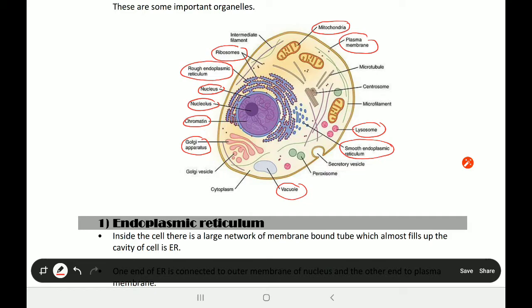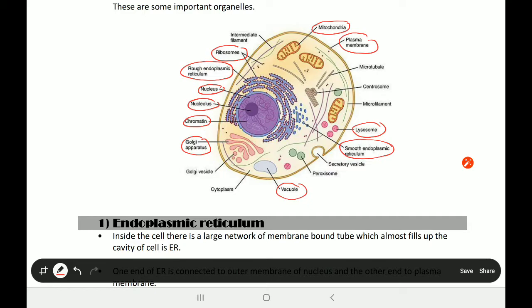These things at least you must know: where they exactly lie and how they look. When the cell is given to you and you are asked to name the parts, you should be able to name them. Clear? So remember these parts. Of course, we will be learning these particular parts one by one as well. So there you will understand.